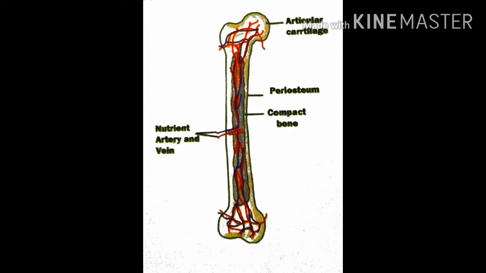So, this one gives what? Yes, this one gives lightweight and strength to bones. A jelly-like structure called marrow. This bone marrow produces white blood cells and red blood cells.